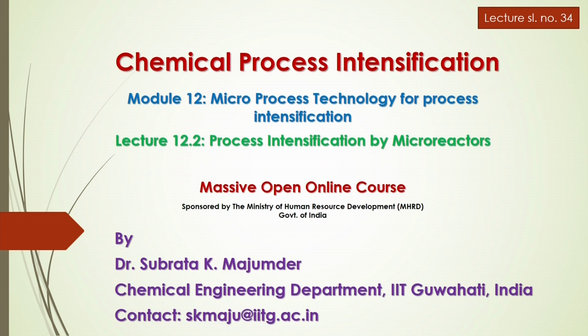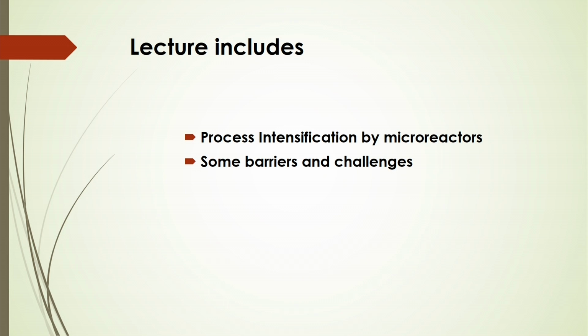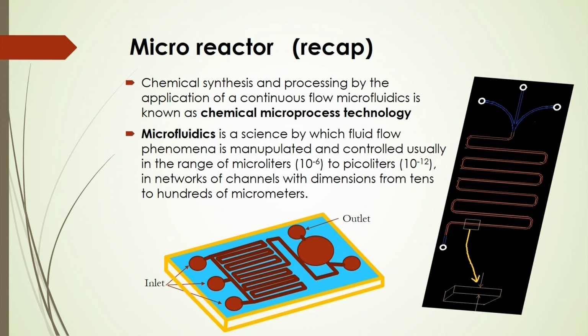So, we are discussing under module 12, the topic is microprocess technology for process intensification, and under this module today we will discuss something more about process intensification. This will include process intensification by microreactors and some barriers and its challenges. Now, we have already discussed what a microreactor is, so we will just look at some of the previous introductory portions of the microreactor.